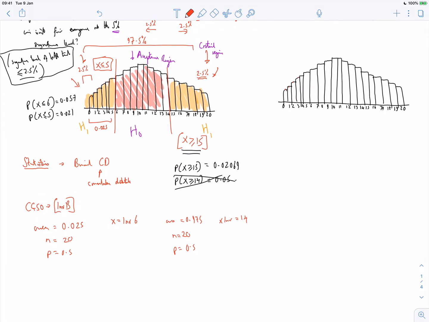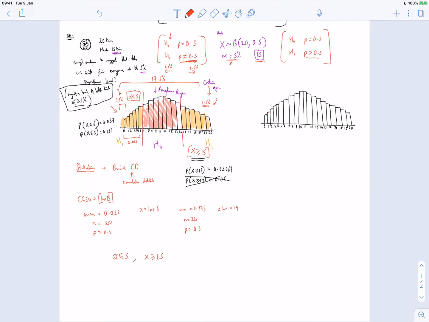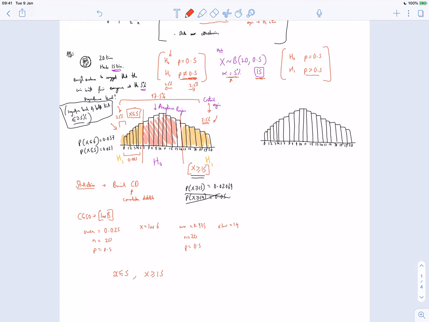So, since my critical region is less than or equal to 5, or x is greater than or equal to 15, and since the test statistic of 15 is in this upper one, then therefore there is enough evidence to reject the null hypothesis and say the coin is no longer fair at the 5% significance level.